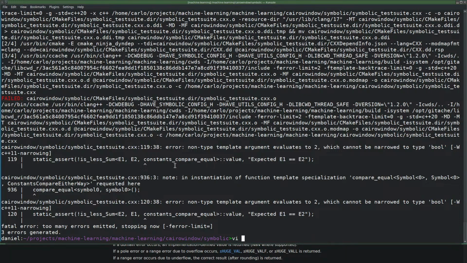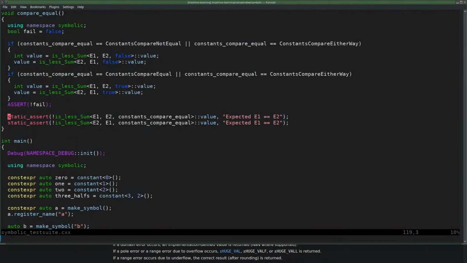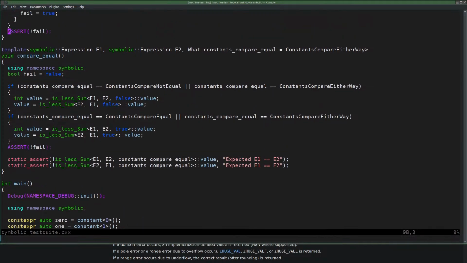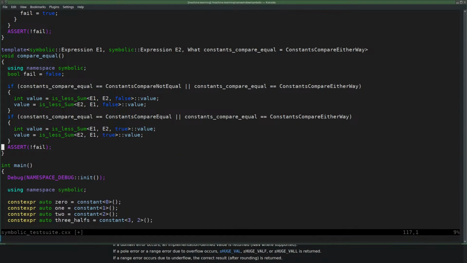Testsuite. Yeah, bug in the testsuite. Huh, what? Compare equal. I just left that in. Should best be the third fail. Let's fix it anyway. Compare equal, ignore way.